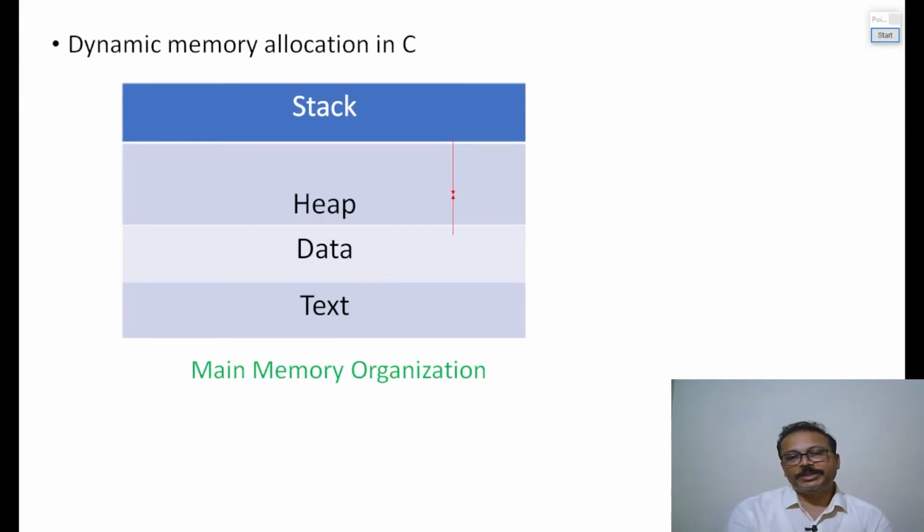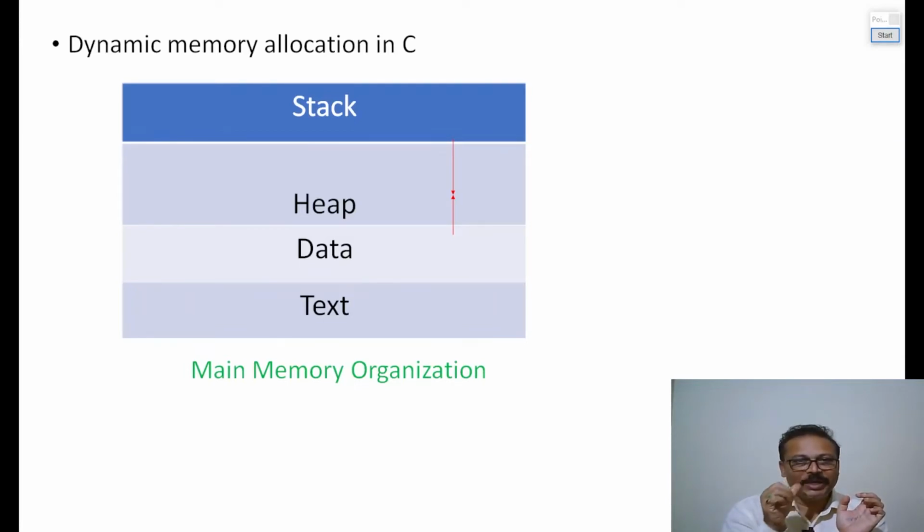Dynamic memory allocation in C. Now this is one important topic. What is dynamic memory allocation? Dynamic means if anything happens during runtime or execution time, it is called dynamic. Static means compilation time. Dynamic means runtime or execution time.